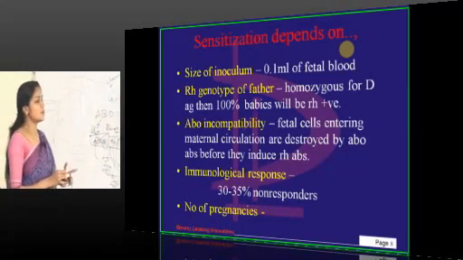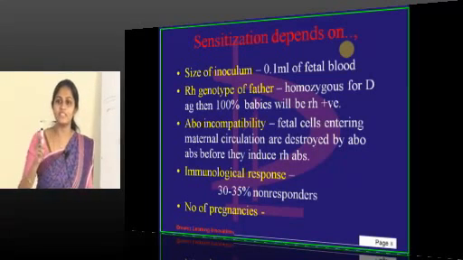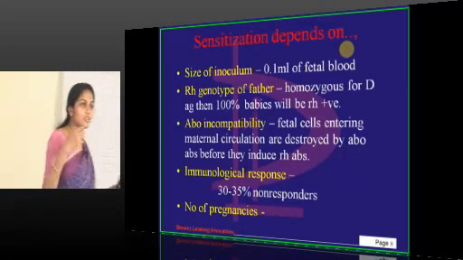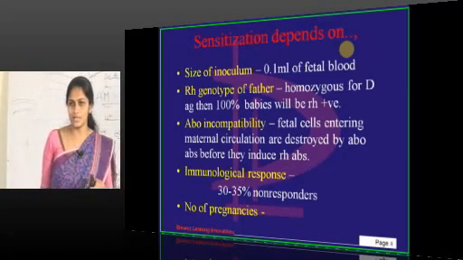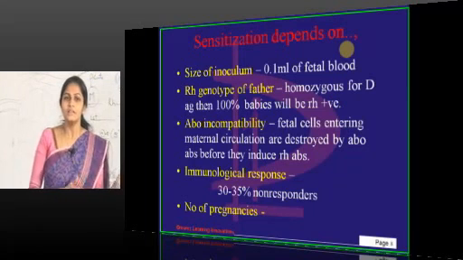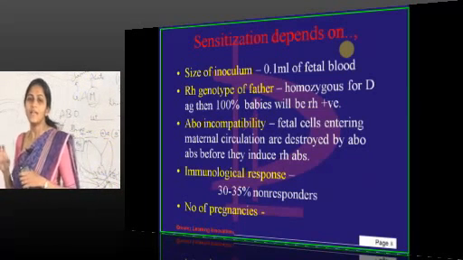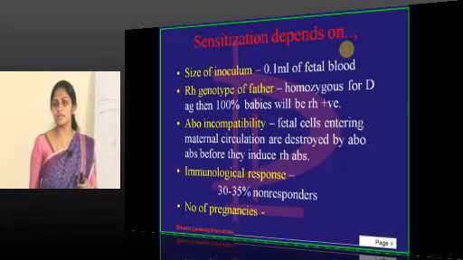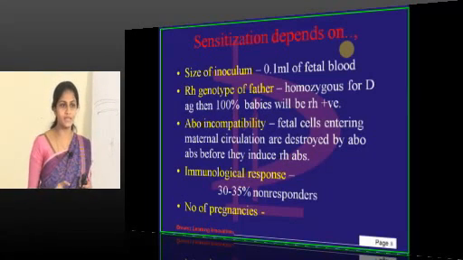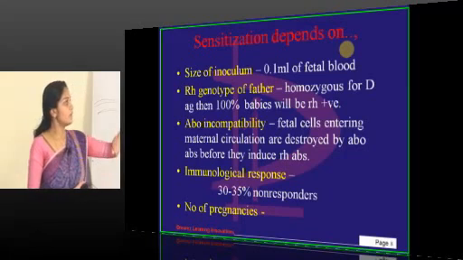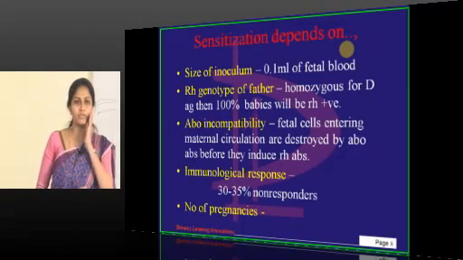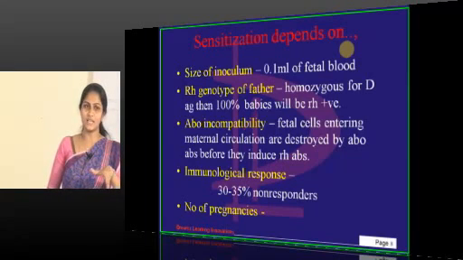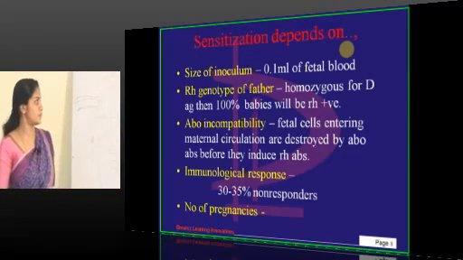The immunological response is not the same in every female. There is a norm called non-responders. Even though there are antibodies, some females will not respond. That is a total immunological phenomenon. Those are called non-responders. The incidence is around 30 to 35%. That's why not every Rh negative pregnancy is affected, only a few are. Because around 35% of females, even though they have antibodies, will not respond. They don't produce antibodies against the fetus.